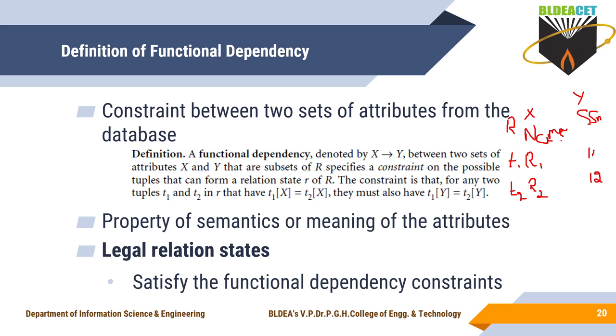Now I'm taking only a single attribute. In the same way, you can also take a set of attributes as X and a set of attributes as Y. So now, for example, if I take these two as two tuples, if the X value is the same, the Y value must be the same. So if I take T1's attribute value, T1X, if it is equal to T2X here.